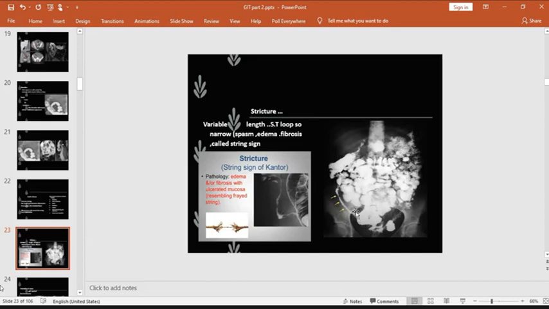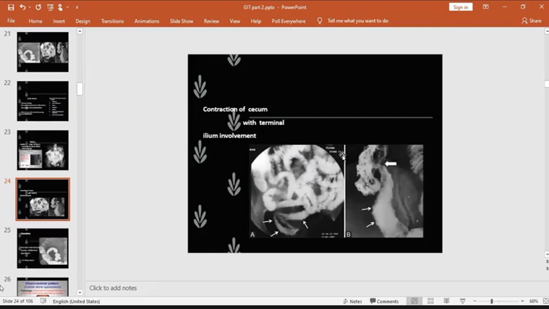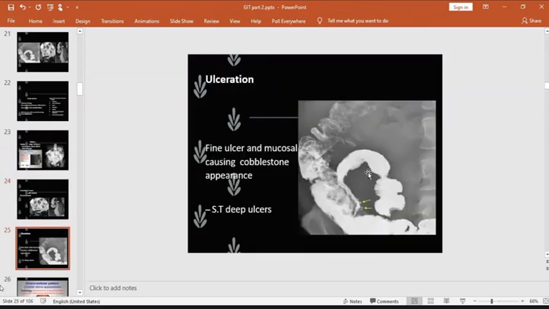Picture previously, this is called the string sign. A very narrow segment, like a very thin thread. If you see this string-like narrow segment of the terminal ileum, it is called the string sign. This is one diagnostic sign of Crohn's disease. Narrowing is a result of spasm, edema, and fibrosis produced by Crohn's disease. And also we have cecal contraction. This is the cecum and this is the terminal ileum, of normal texture to the cecum, and at the region of the ileocecal valve, it is called cecal contraction.